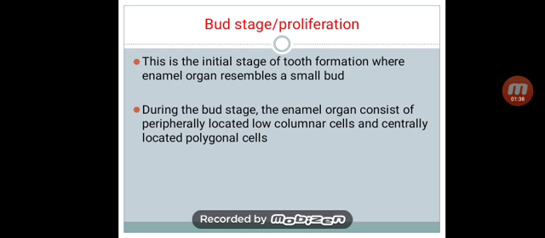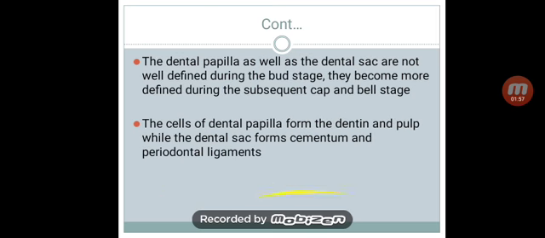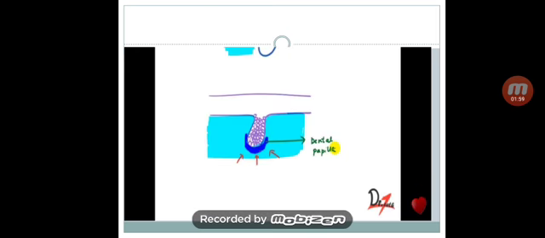Now, bud stage. It is the very initial stage of tooth formation. I repeat, very initial stage where the enamel organ resembles a small bud. During the bud stage, the enamel organ consists of peripherally located low columnar cells and centrally located polygonal cells. Let me clear this point in the diagram. This is the diagram of bud stage. The purple substance attached to the basement membrane is low columnar cells, while in the middle they have polygonal cells.